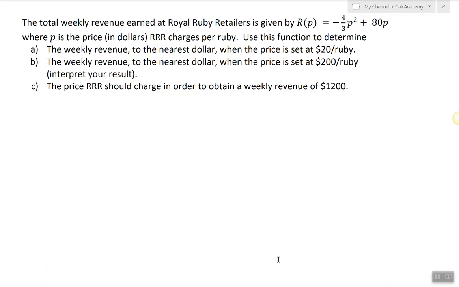In this video, I will show how to use and interpret the function notation when working with an application of a function given algebraically. So in this problem, we have a weekly revenue function as a function of price P. And the first question is in part A, determine the revenue to the nearest dollar when the price is set at $20 per ruby.